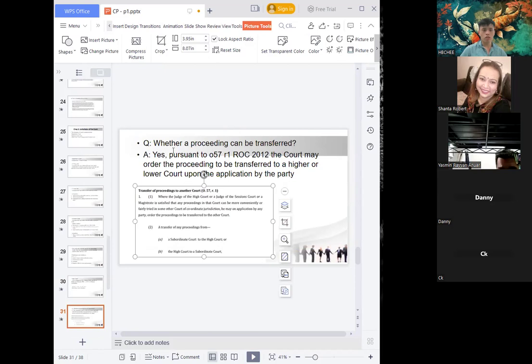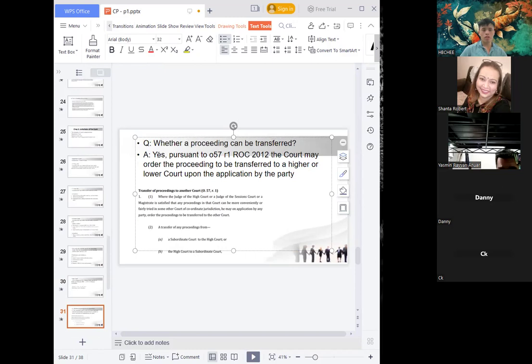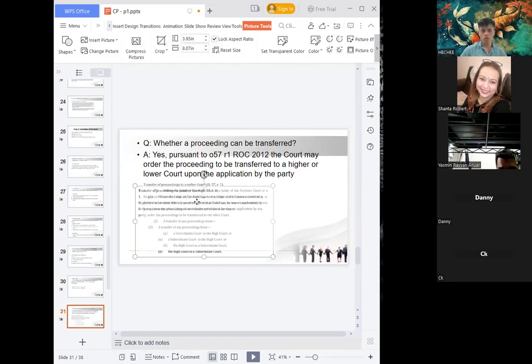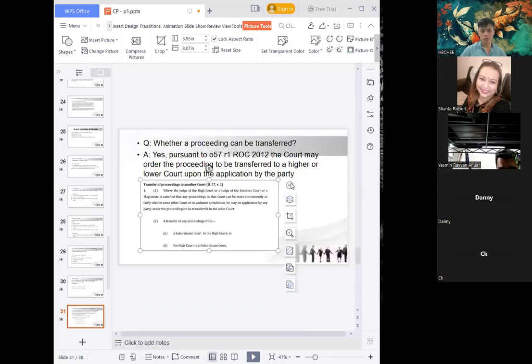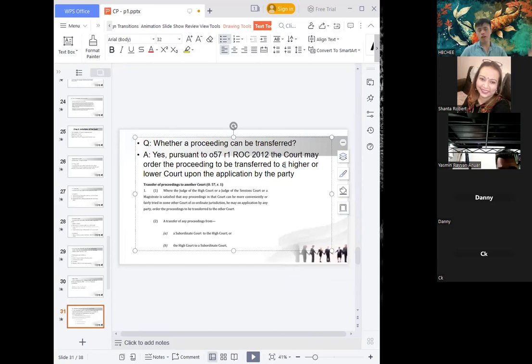Okay, now the question is whether a proceeding can be transferred. This is provided in your Order 57, Rule 1 of your Rules of Court 2012. The court may order the proceeding to be transferred to a higher or lower court upon the application. So this I have already screenshot, as you can see. But one thing, you cannot transfer the case from the High Court of Malaya to the High Court of Sabah and Sarawak because there are two different courts. So that means right now your matter actually happens in Kuala Lumpur. But now because one of the parties is living in another state like Kelantan, Kedah, Johor, then for the convenience of the parties, you can transfer the matter from KL to the states under West Malaysia, but not to East Malaysia. Is that clear?